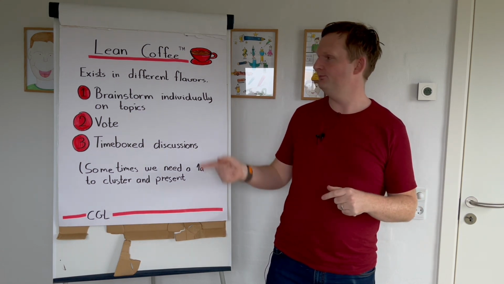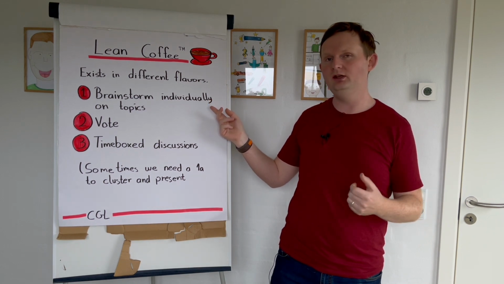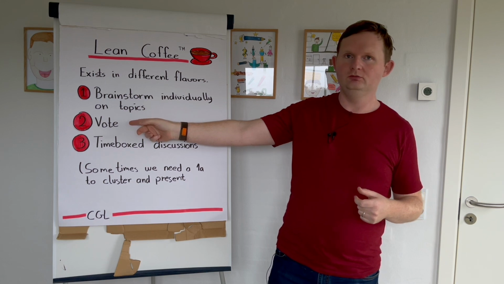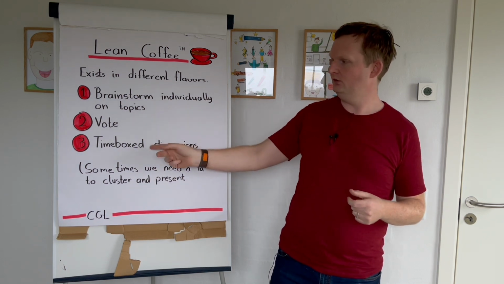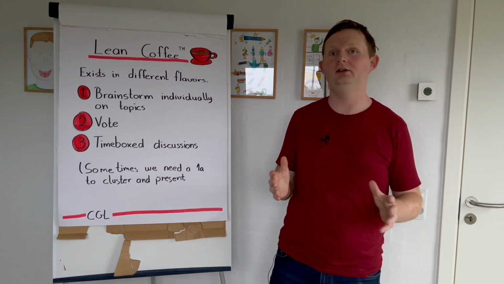So just to recap: brainstorm individually and in silence on the topic for 2 minutes or 5 minutes, vote, and then build a list, and then time-boxed discussion, 8 minutes, for instance, on each topic, and that's it.